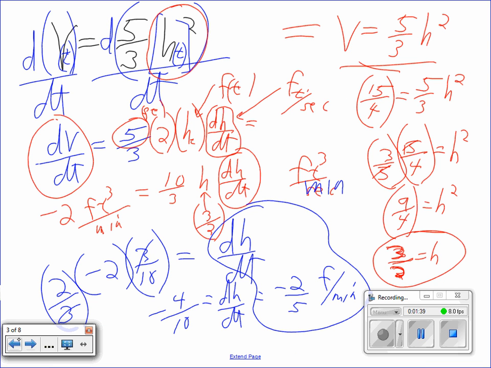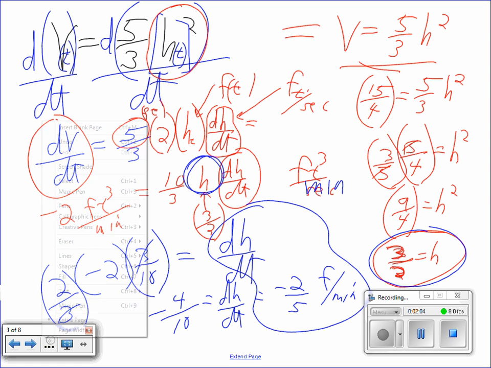Then I took the derivative of both sides. I had to work kind of hard to fill in some pieces that I didn't know. I had to find this h. But in the end, I found dh/dt was equal to minus 2/5 feet per minute. Notice it's negative. Water is being siphoned out, so the water level is going down, which makes sense.